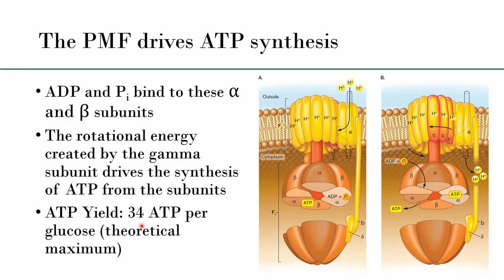Overall, this can make 34 ATP per glucose. Now, this is a theoretical maximum because not all of the energy in that glucose gets converted into NADH to power proton motive force and to create this ATP from ATP synthase. We can use the energy from a glucose to do other things.